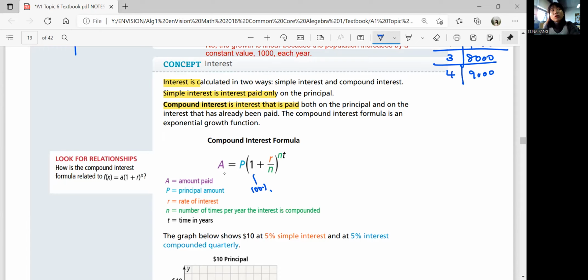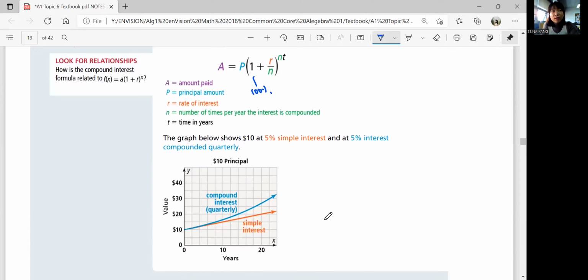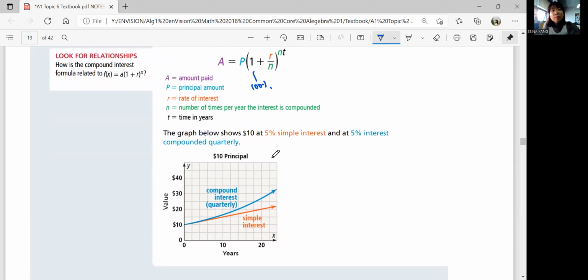Okay? So every year you get the interest, and the first year you just get interest from your principal amount, but then the next year you get the interest on your principal amount plus the interest that you got paid last year. Okay, so this is the graph that shows $10 at 5% simple interest, which is a linear function, and 5% interest compounded quarterly, so every quarter.